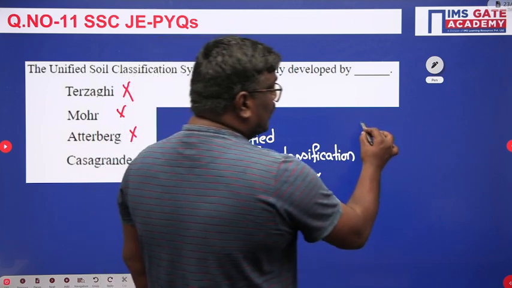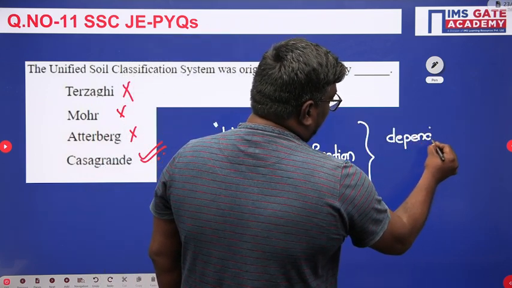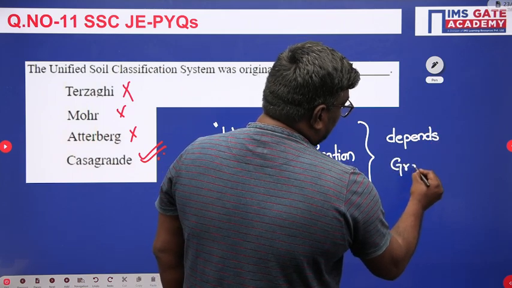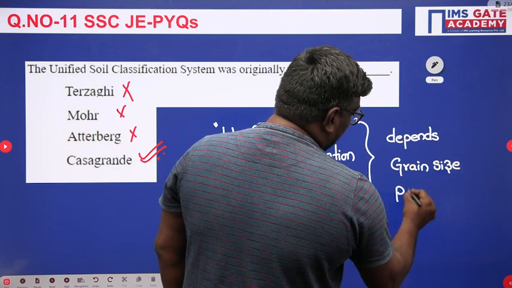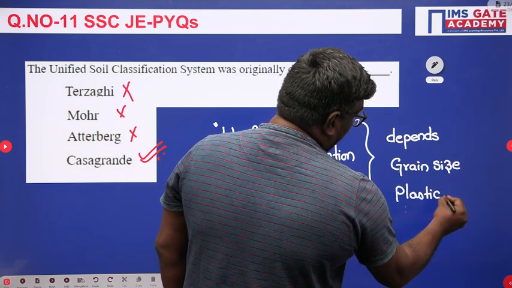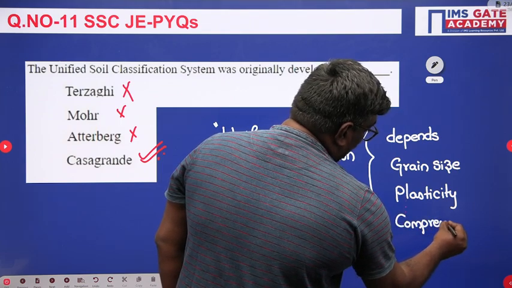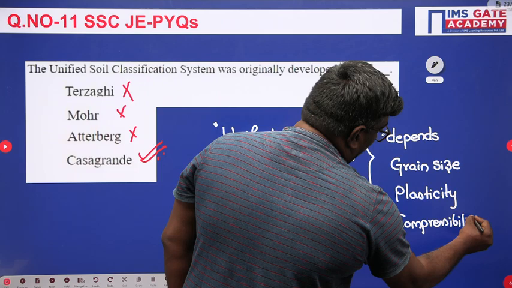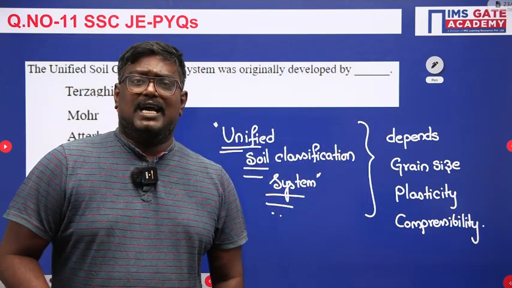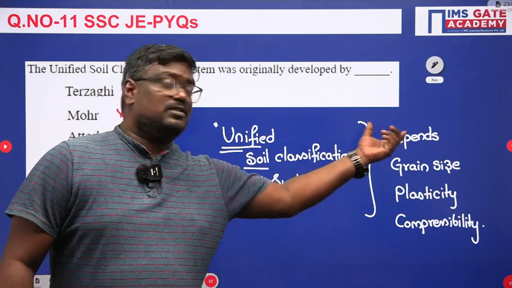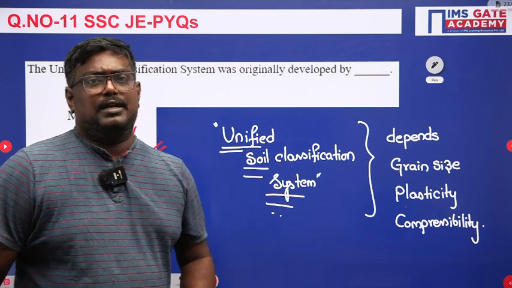Now the unified soil classification system depends on 3 things, sir. One is the particle size distribution, or you can write grain size distribution, and another thing you can write is plasticity characteristics, and also you can write compressibility. So my dear students, the unified soil classification system was discovered by Casagrande, and it is also known as the airfield soil classification system. It depends on grain size distribution, plasticity characteristics, and also compressibility. I hope you are clear.